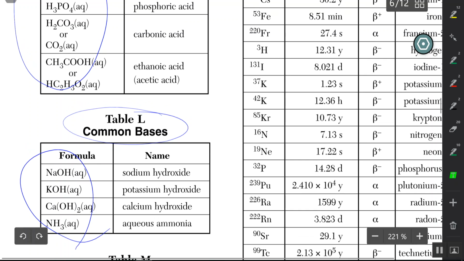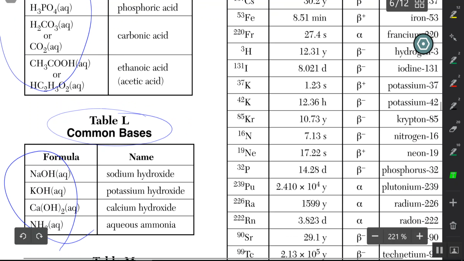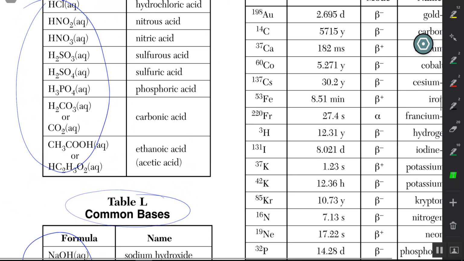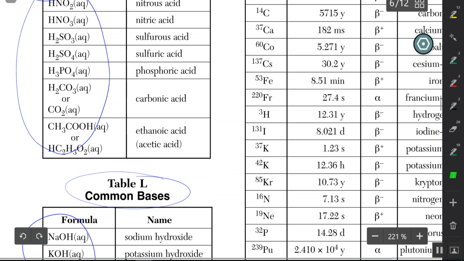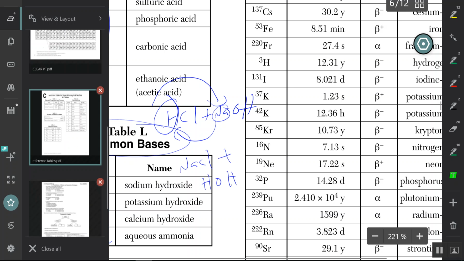In other words, what's going to end up happening is that the H, let's say you're combining HCl with NaOH, so you're going to have HCl plus NaOH. So the H will swap positions with the Na, double replacement reaction. And then you're going to have the table salt, NaCl, plus the water, HOH. Okay?